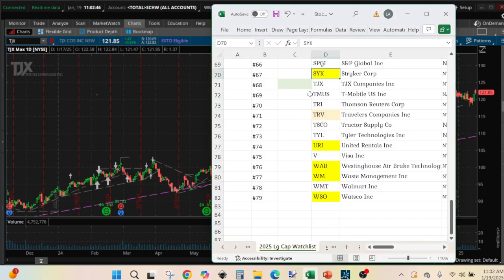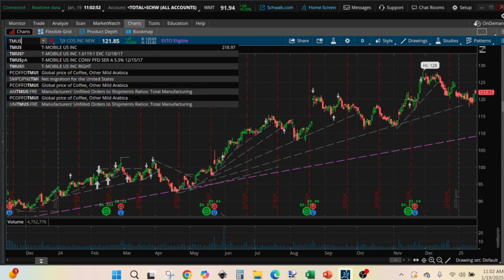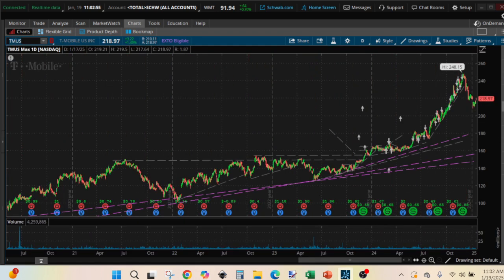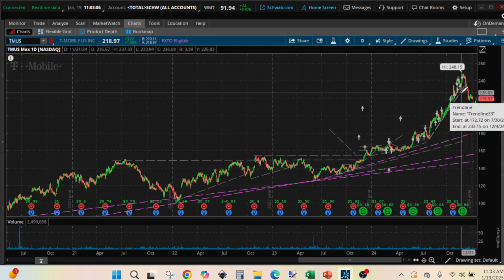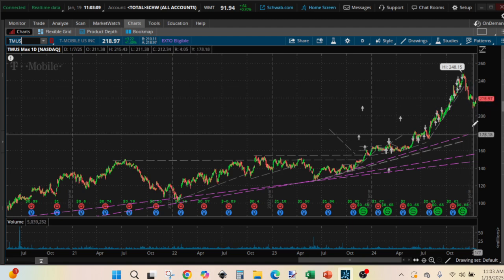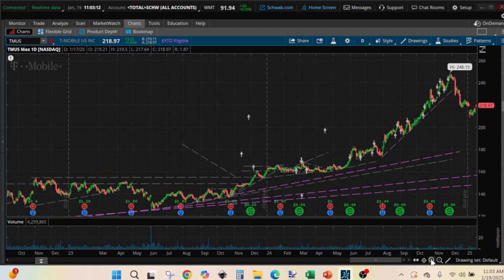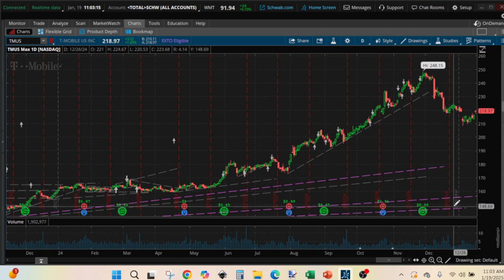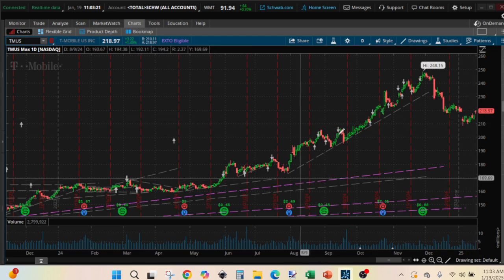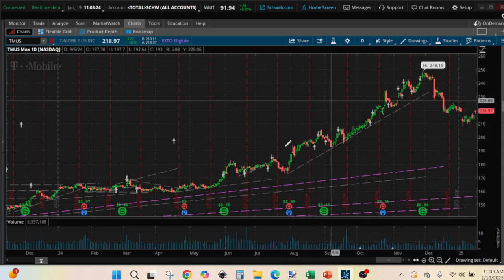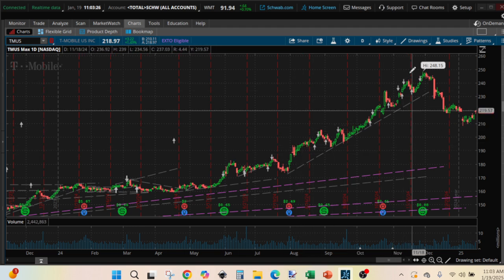The next one is TMUS. So TMUS, we have three trend lines here. We would like to buy at any one of them, but right now the price, this trend line ended, the price is going down, but still far from any one of those trend lines. So we are having an uptrend here, and again, we bought it at this trend line quite a bit during 2024, bought and sold.